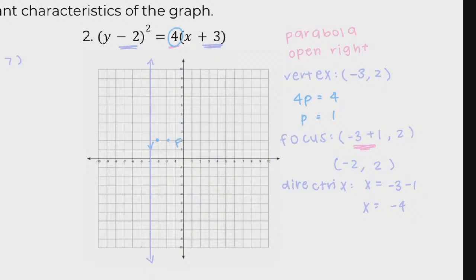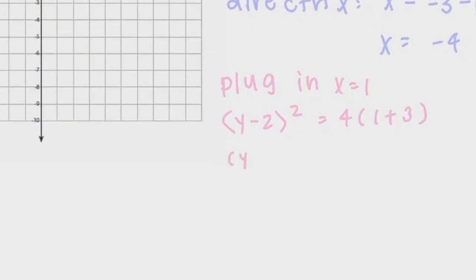Okay, and now we just have to plot some points to find points on the graph. So let's plug in. We want to pick a number that would be a good number to plug in for x. So I'm going to choose 1 because 1 plus 3 is 4, and then 4 times 4 is 16, which is a perfect square. So that's (y minus 2) squared equals 4 times (1 plus 3). That's (y minus 2) squared equals 4 times 4, which is 16.